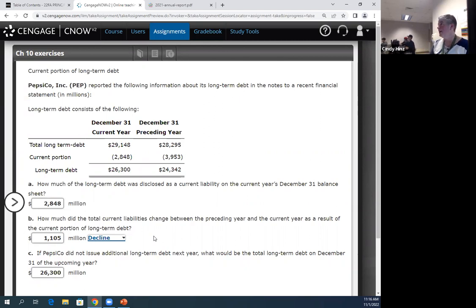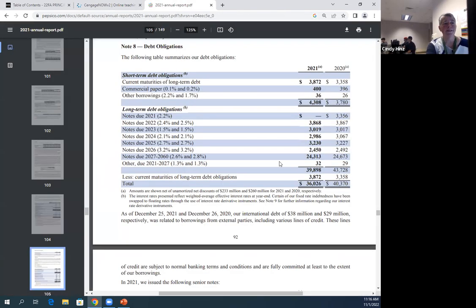If they didn't issue any new debt and they paid off the current portion this year, next year they would only show the $26,300. And I can't tell from this how much of that might be current next year. But if we were looking at this level of detail, we could figure that out because we can see how much is due in each of those upcoming years.